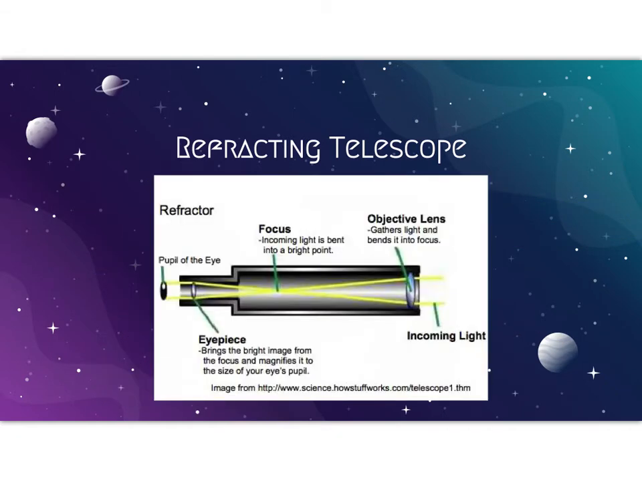A refracting telescope is shown here. Okay, so again, these are the ones with lenses. The objective lens gathers light and bends it into focus. Our lens focuses the light to one point. Where that point is viewed is the focus point. The eyepiece is where you would look into to view this focus point.